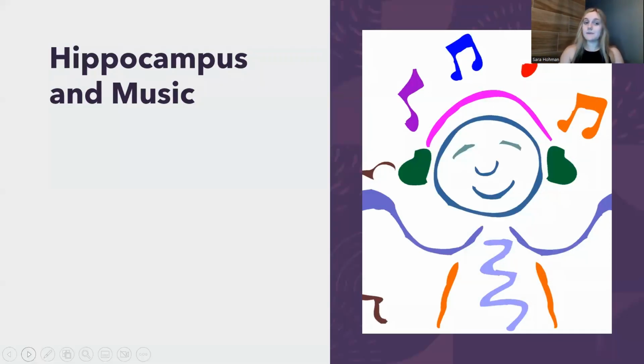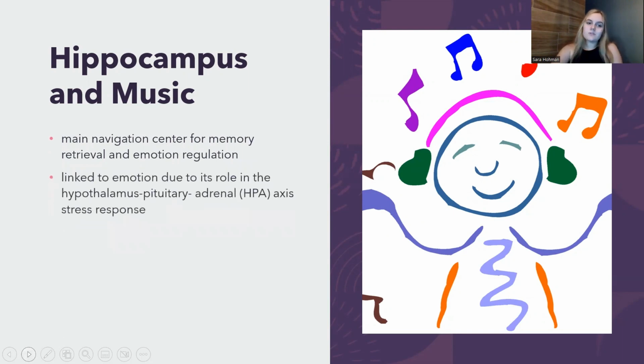One of the main reasons that I picked the hippocampus as my favorite part of the brain is because of its connection to music. I love music. I play a lot of different instruments. I love listening to music and researching how music affects the brain and why it makes you feel certain ways. A lot of that has to do with the hippocampus being the main navigation system or center for memory retrieval and emotional regulation. This is linked to emotion due to its role in the hypothalamic-pituitary-adrenal axis for stress response. And this connection leads to the neuroprocessing of music.